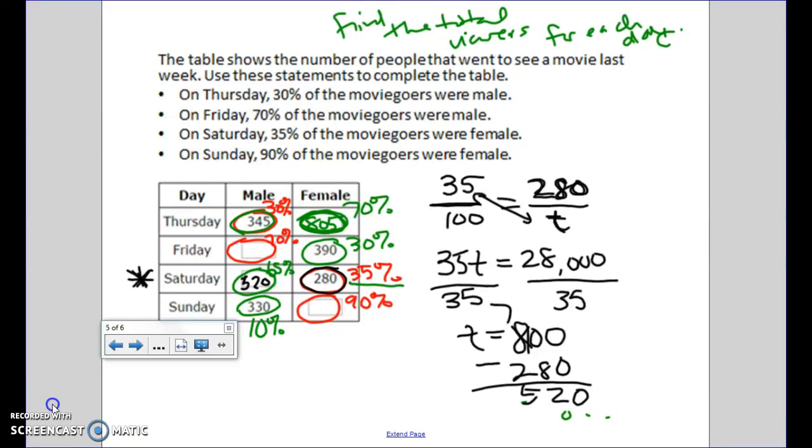One good way to check would be, 35% is 280, and 65% is almost twice as much as 35%. So there should be almost twice as many male viewers as female viewers. And I think that makes sense with what we have there. Twice 280 would be 560, but we don't quite have twice as much. So I think that our answer makes sense.